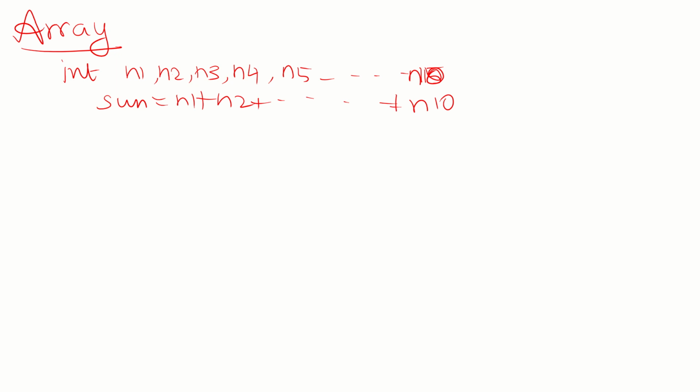But what happens if I want to find the sum of 100 numbers? Can you declare all the variables n1, n2, n3 etc. up to n100? No. Declaring from n1, n2, n3 etc. up to n100 is a tedious process, and you cannot identify what is what. Then what is the solution?